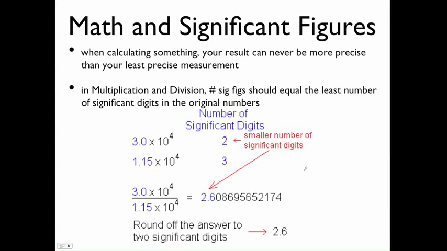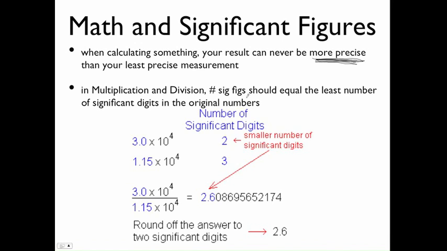In this video, we're going to talk about math in significant figures. So when you calculate stuff, your result can never be more precise. Remember the one I told you about, the graduated cylinders with the kids that were estimating too much? You can't have an answer that's more precise than your least precise measurement. So we have a couple different rules.